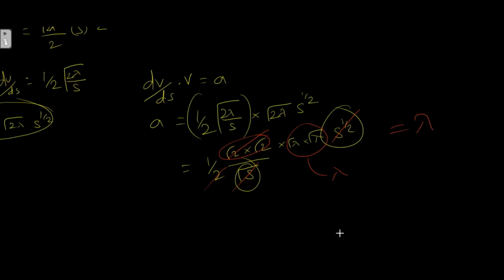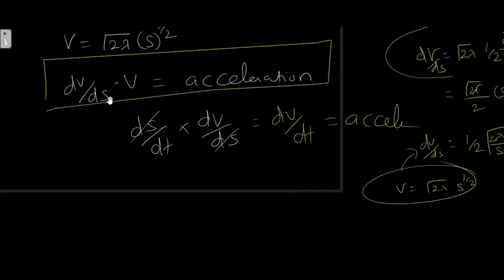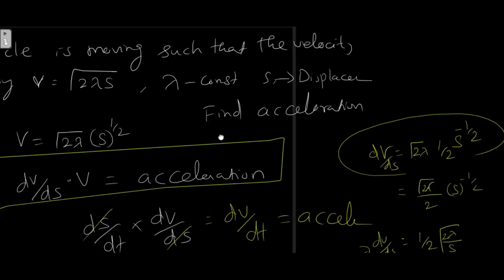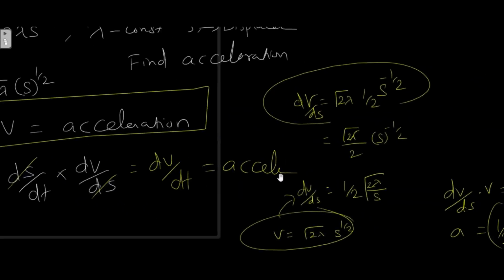This is an easy sum, but the tricky part is that we have to use this principle, this law, dv by ds into v as a chain rule. Other things are very simple. Okay, now we'll move on to the next sum.